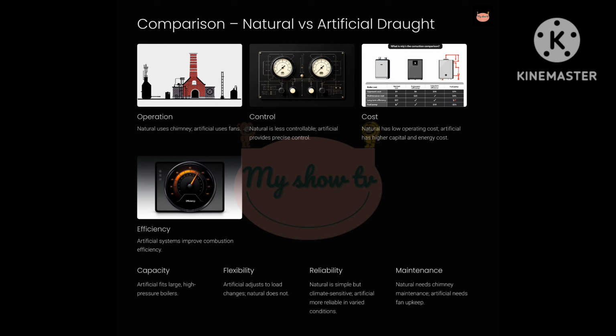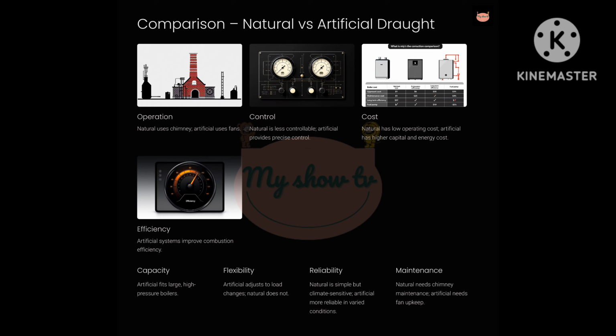3. Cost. Natural is cheap in the long run. Artificial involves setup cost and operational cost, electricity and maintenance. 4. Efficiency. Artificial draft gives higher efficiency due to controlled combustion and better air-fuel ratio. 5. Capacity. Artificial draft supports high steam generation. Natural draft is suitable only for small boilers. 6. Flexibility. Artificial draft adapts better to changes in load. 7. Reliability. Artificial systems are more reliable in industrial operations as they work consistently in all environments.